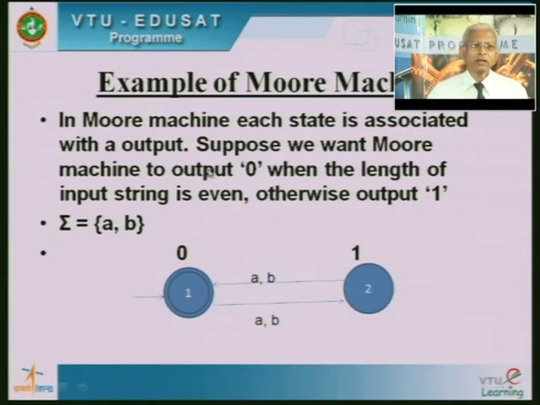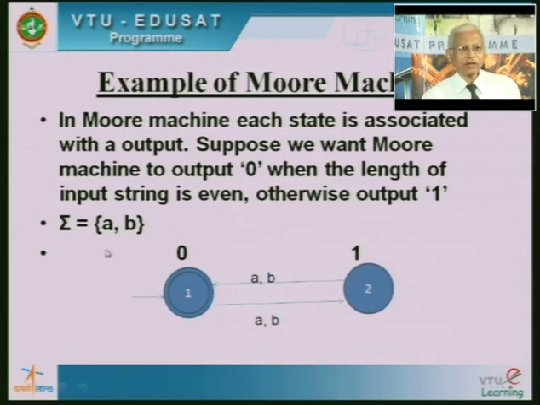This was the way it was used. Now, here each state outputs certain things. Why is it useful? Suppose we want a Moore machine to output 0 when the length of the input string is even. We have written the finite state machine for accepting all the even length strings. We have done that problem.